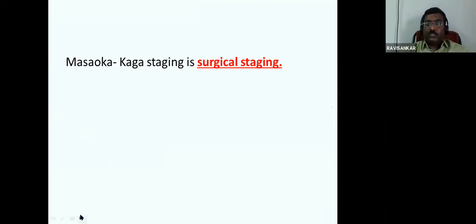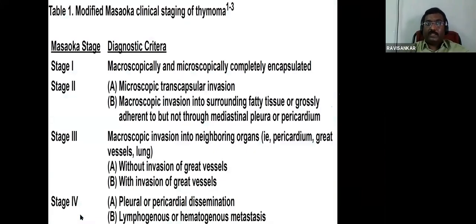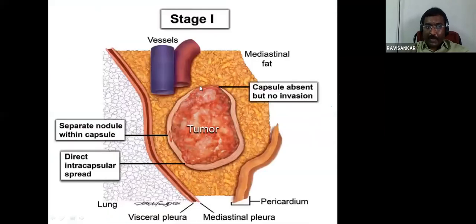So this is the modified Masaoka clinical staging. Remember, stage 1 is macroscopically and microscopically completely encapsulated tumors. The tumor is macroscopically and also microscopically limited within the capsule. There is no mediastinal fat involvement. This is called stage 1.